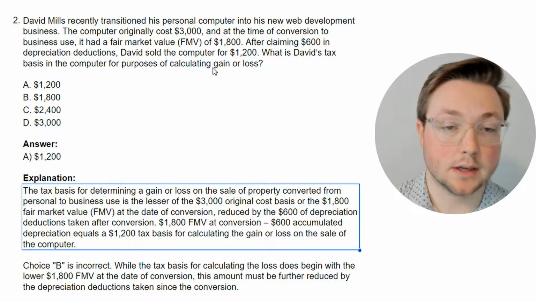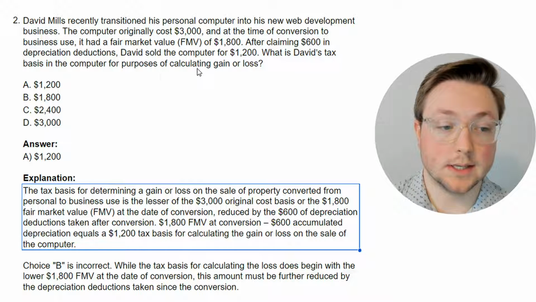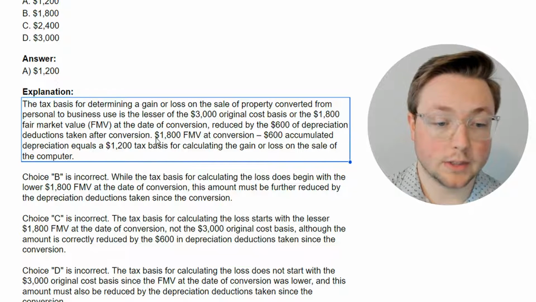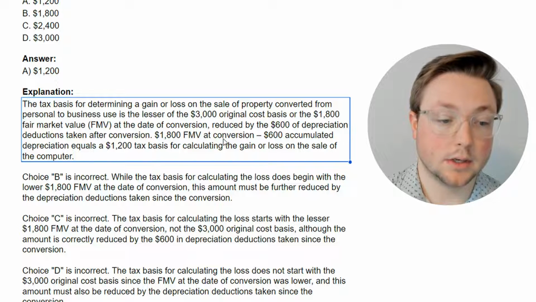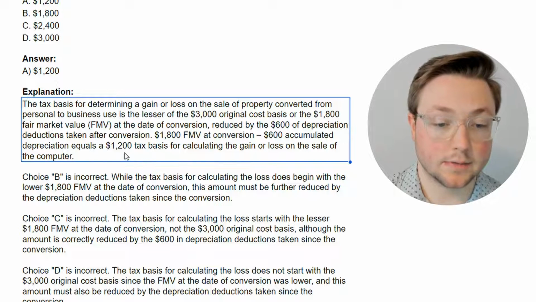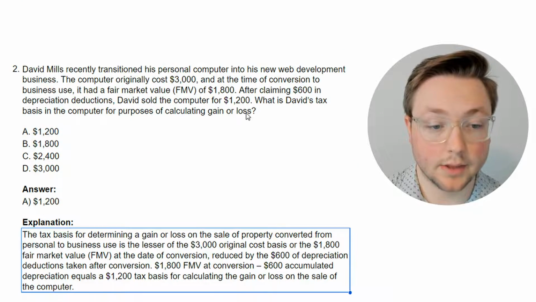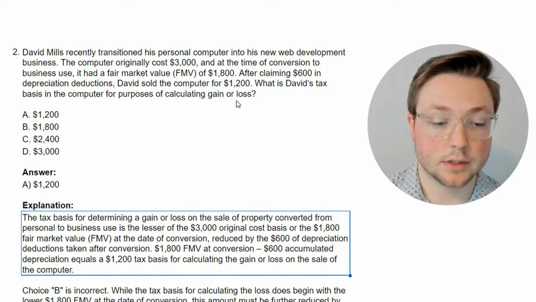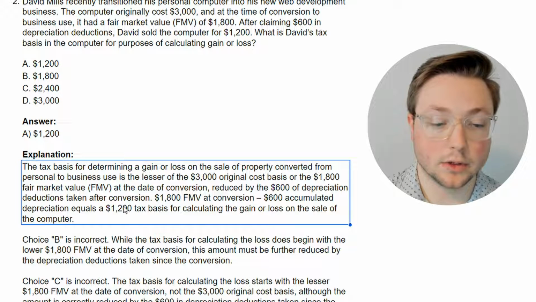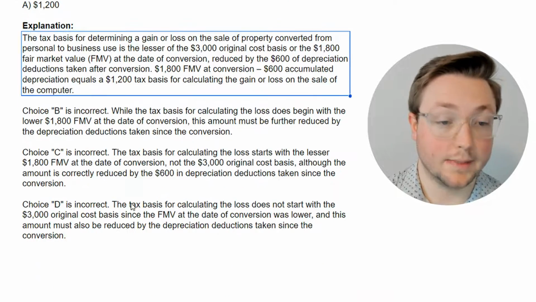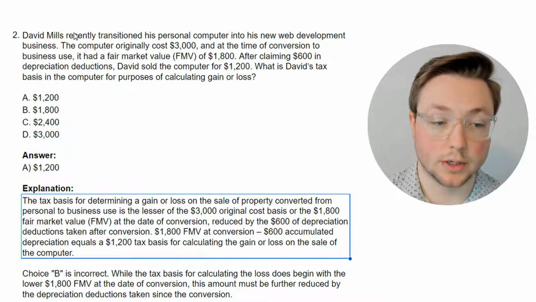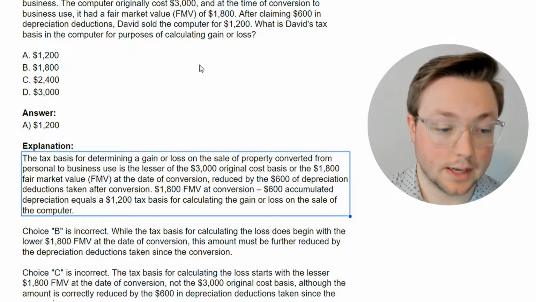So this question isn't asking us what the gain or loss was. It's what was the tax basis that we would use to calculate the gain or the loss. So we now know it was $1,800 less $600 equaling the $1,200 tax basis for calculating that gain, which, if we think about it, would have been no gain or loss because he sold it for $1,200. It had a tax basis of $1,200, so it had no gain or loss. But that's not what the question was asking. And that's something that's really important to pay attention to when you're going through questions. Pay attention to what it's actually asking you.